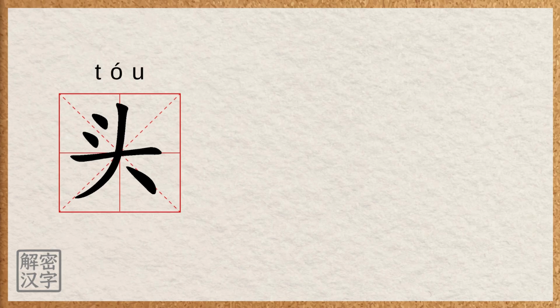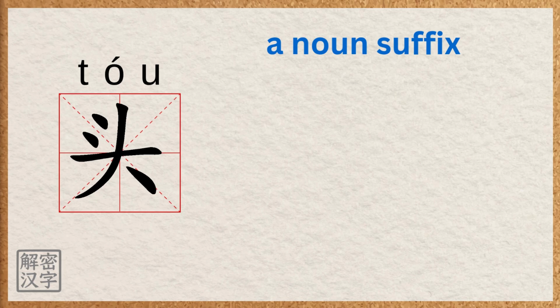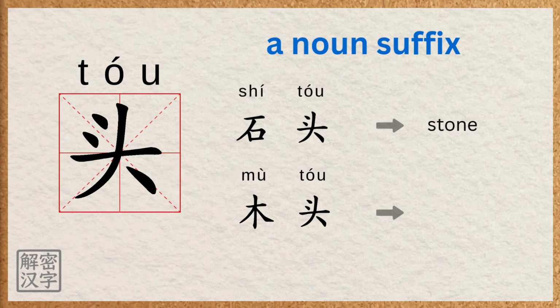The character tou is also often used as a noun suffix. For example, 石头 means stone. 木头 means wood. Here, tou doesn't really change the meaning. It's just a common ending. Many words are formed in the same way.